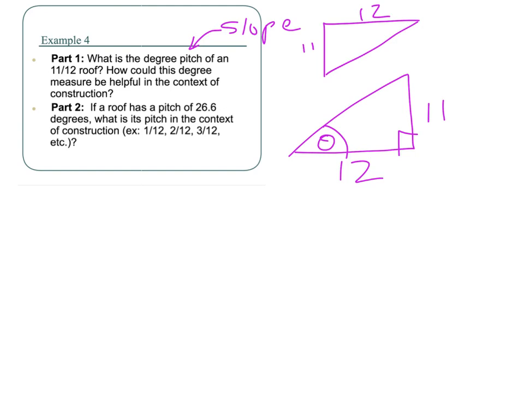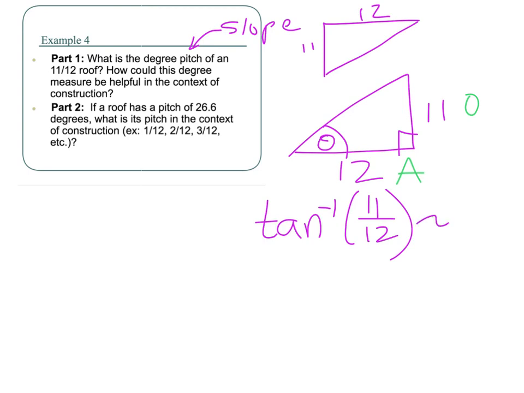Well, if I'm looking for a degree, an angle, I'm going to use inverse trigonometry. With respect to the angle theta, this is my opposite and this is my adjacent, which means I'm using tangent. So the tangent inverse of 11 over 12. I don't have to set up tangent of theta is 11 over 12 and then do all the algebra. I can just set it up like this right away because if I'm solving for an angle, I'm going to use inverse trig. When I take my tangent inverse of 11 over 12, I can type it in my calculator just like that. I'm going to get about a 42.5 degree pitch. So 42.51. We'll say 42.5 degrees.